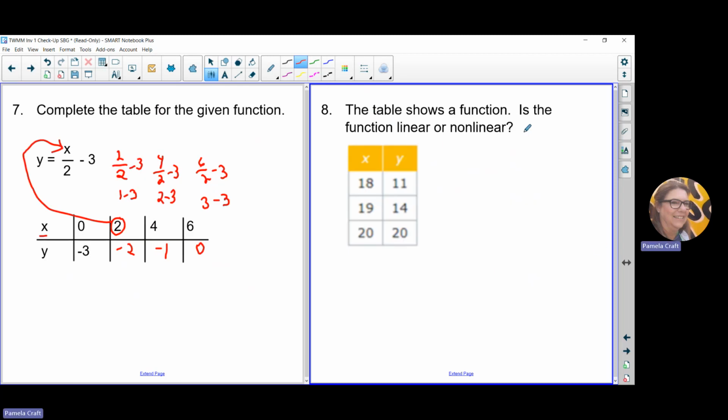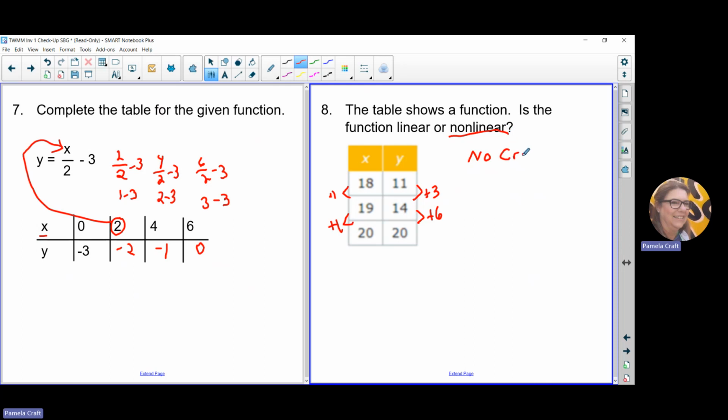The table shows a function. Is it linear or nonlinear? So we're going to look at this. We've got the x's going up by 1 each time. And the y's, we go up by 3 here. And we go up by 6 here. So there is not a constant rate of change here, right? Our change went from +3 to +6. So if there's no constant rate of change, then it is nonlinear.